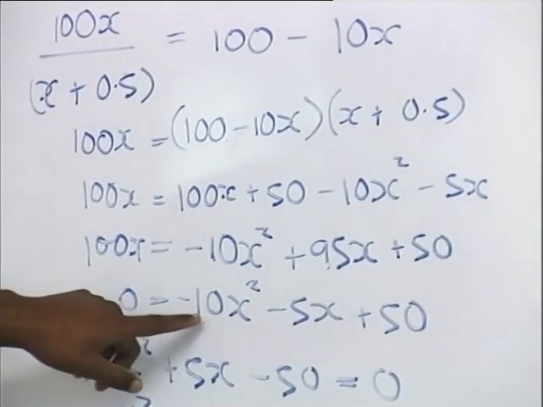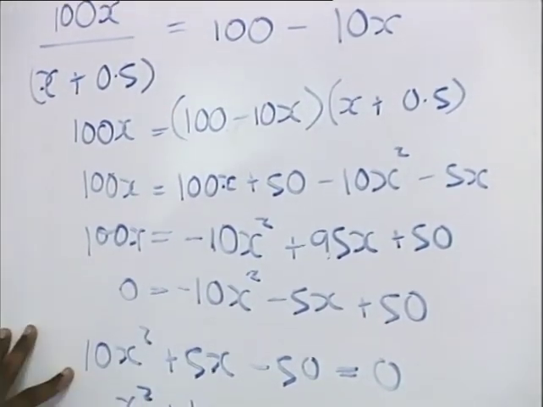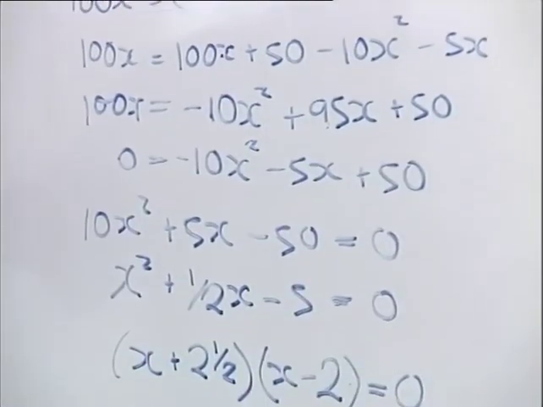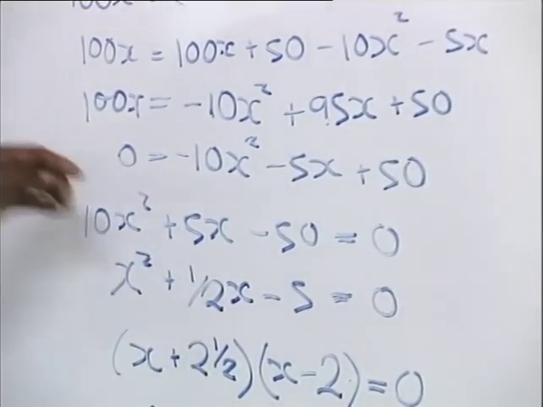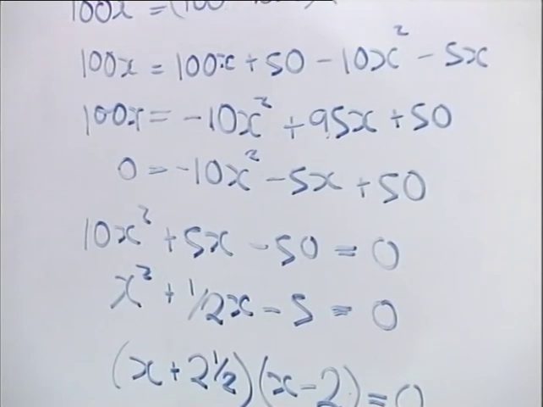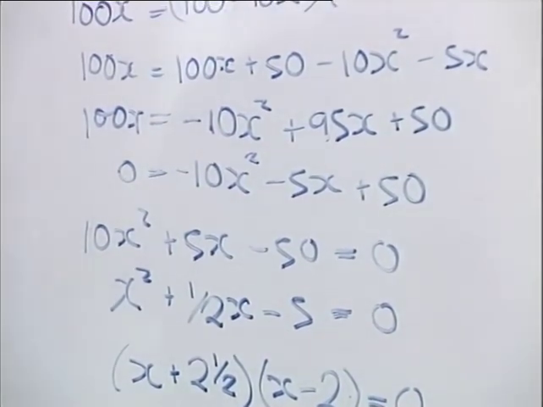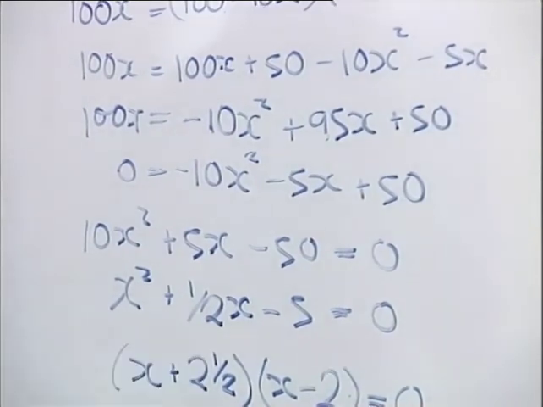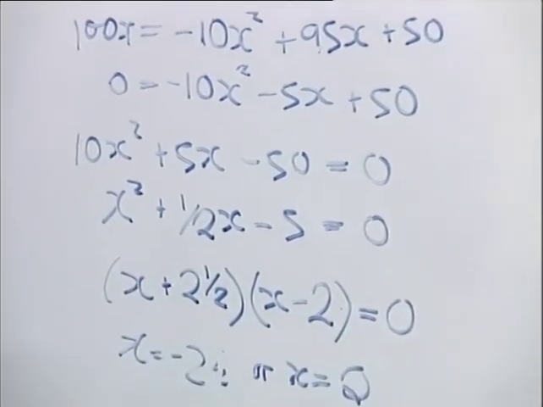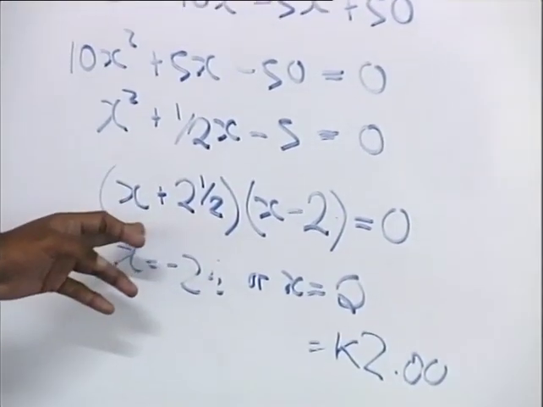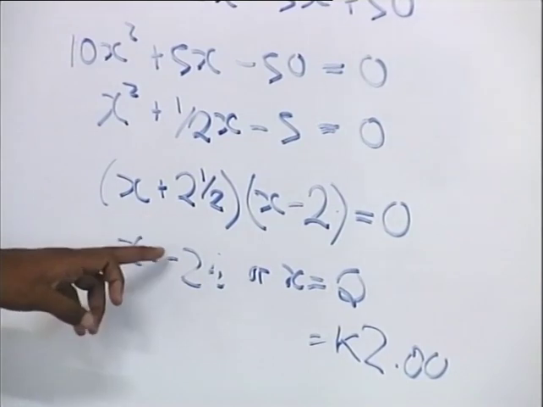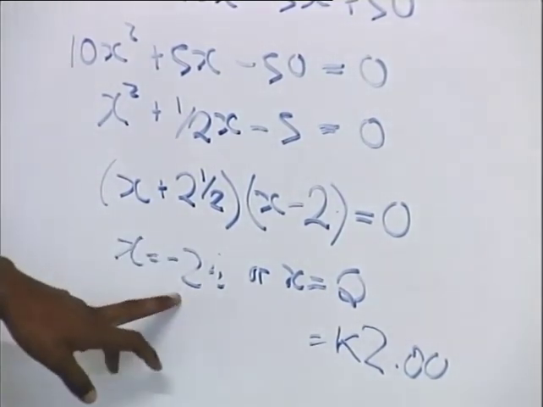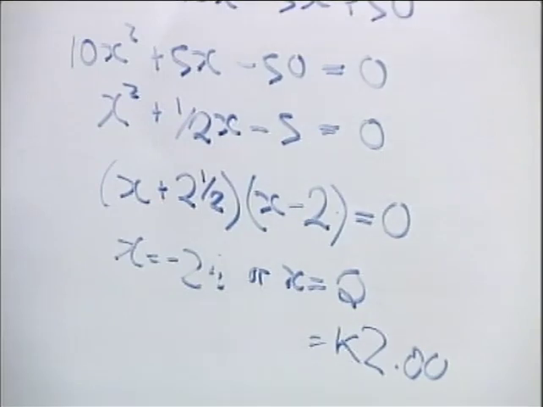Okay, we make this positive, we bring it to the other side. 10x squared plus 5x minus 50 equals 0. We divide by 10: x squared plus half x minus 5 equals 0. Two numbers that add to give half and multiply to give negative 5 are 2.5 and 2. So x plus 2.5 in one bracket, x minus 2 equals 0. Therefore, x equals negative 2.5, disregard this. x equals 2 kina. The original price is 2 kina.